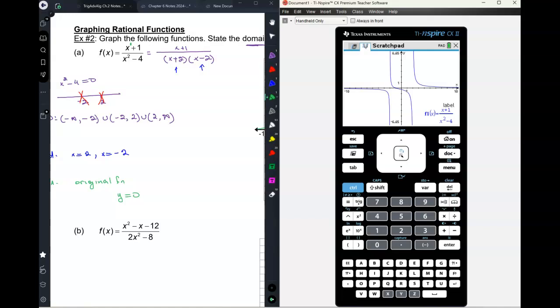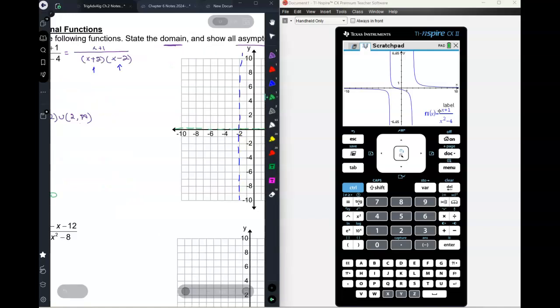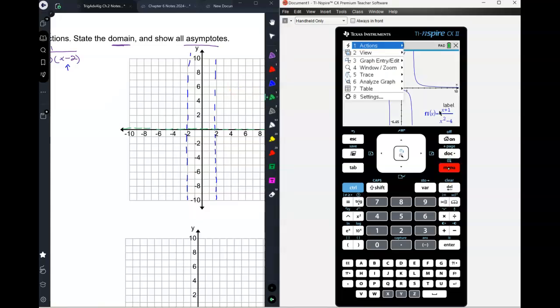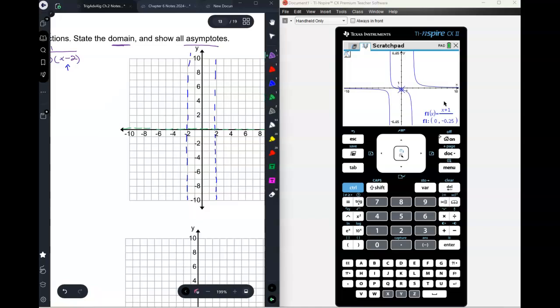Okay, so here's what we're going to do. Now you're going to just transfer this onto your paper. You have to put in the 0 and the y-intercept. All right, so here we go. We're going to go to menu, analyze graph. I'm sorry, let's go to trace. Menu, 5 for trace, 1 for graph trace. Usually it starts on the y-intercept. So it's 0, -0.25. Let's put that here.